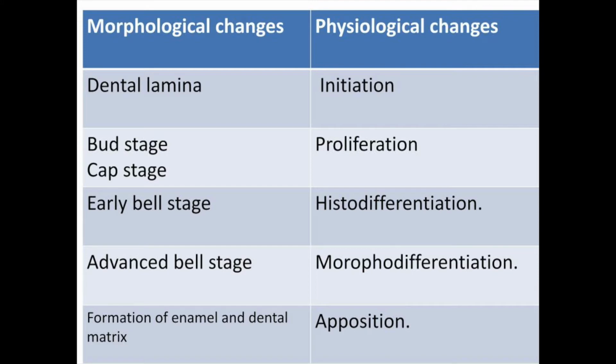Morphological changes are dental lamina in the initiation stage, proliferation in the bud stage and cap stage, histodifferentiation in the early bell stage, and morphodifferentiation in the advanced bell stage, and formation of enamel and dental matrices apposition.